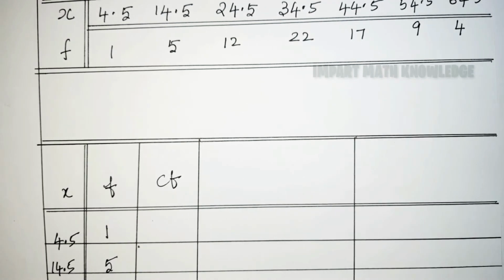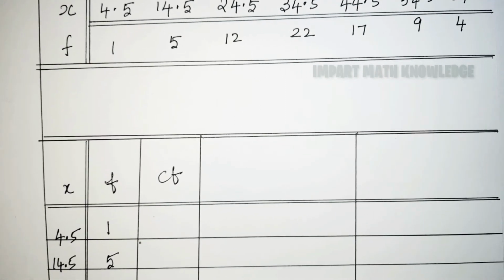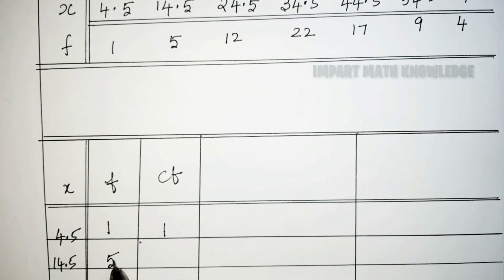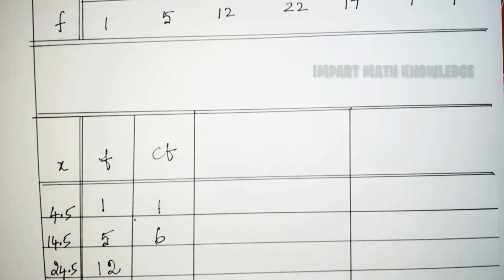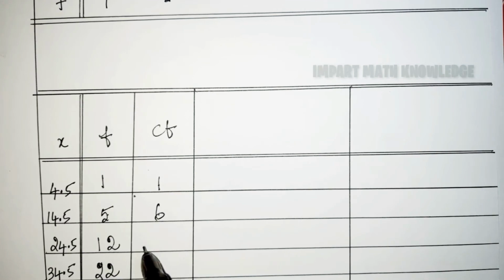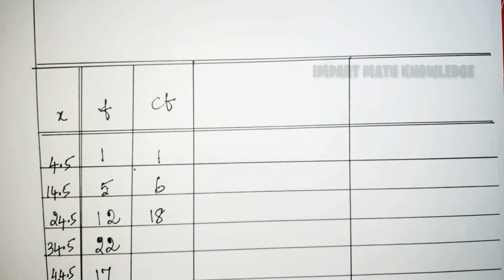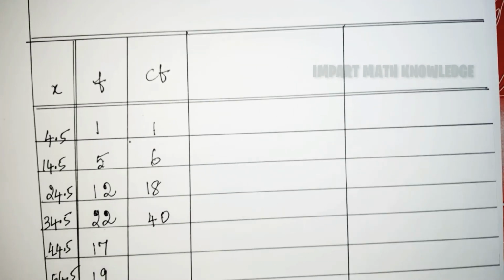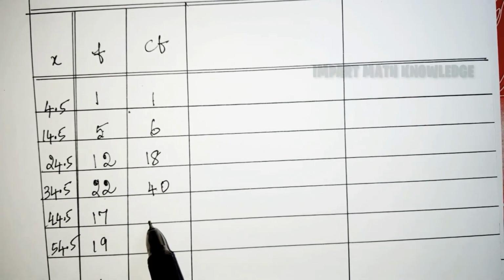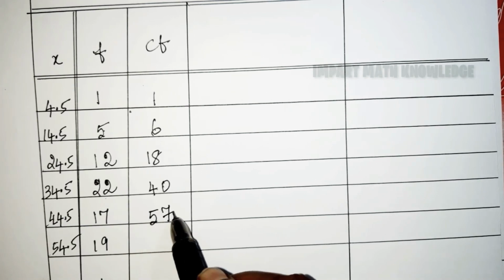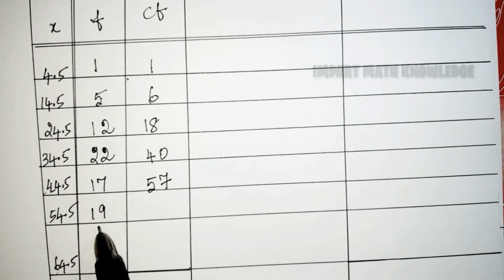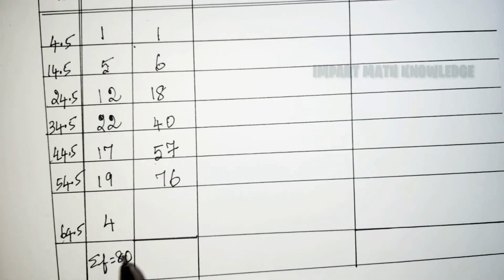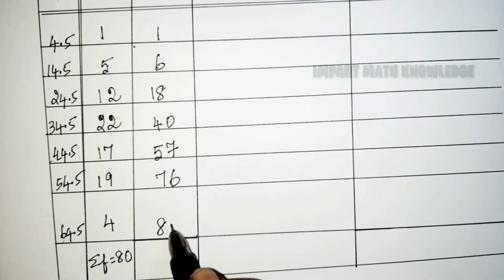Next we have to find cumulative frequency. First value is 1. Then 1 plus 5 is 6. 6 plus 12 is 18. 18 plus 22 is 40. 40 plus 17 is 57. 57 plus 19 is 76. Then 76 plus 4 is 80.